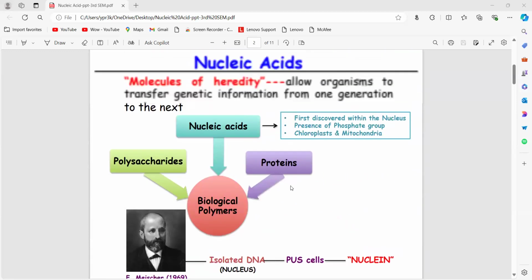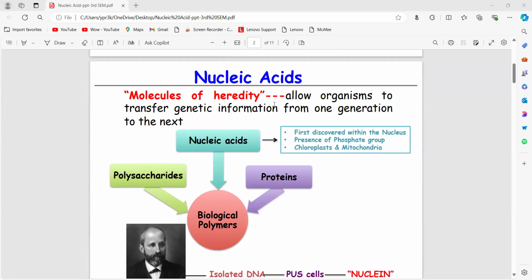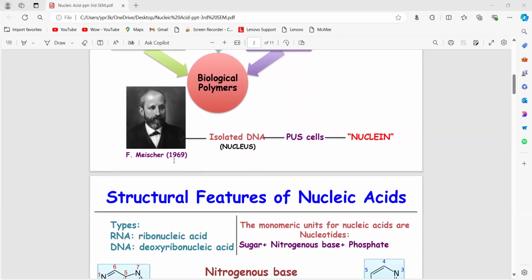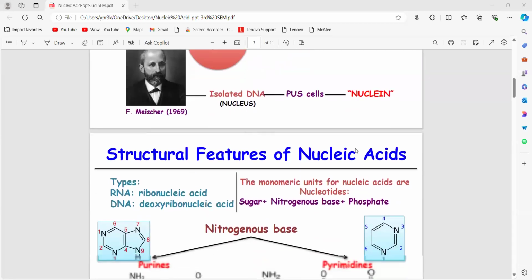First, Miescher. Nucleic acids are called the molecules of heredity, which allow organisms to transfer genetic information from one generation to the next. Nucleic acids were first discovered within the nucleus, and DNA is also present in the chloroplast and mitochondria. Nucleic acids are biological polymers. Miescher isolated the DNA from pus cells in the nucleus and named it nuclein.